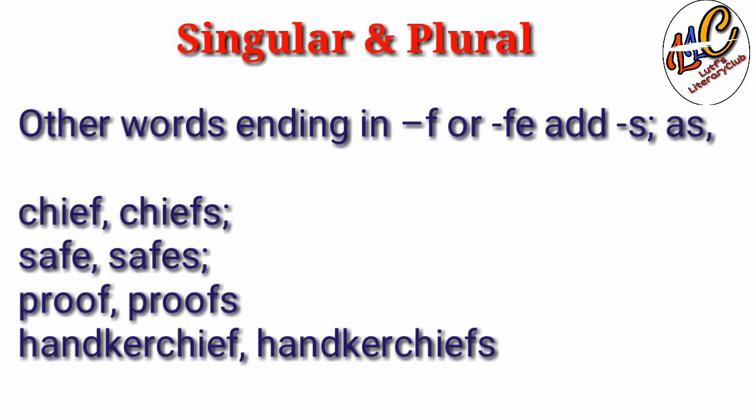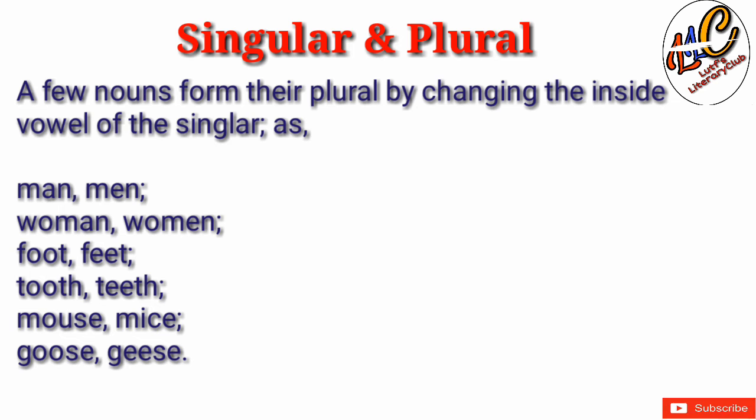Other words ending in f or fe add s in the end, as chief, chiefs, safe, saves, proof, proves, handkerchief, handkerchiefs. A few nouns form their plural by changing the inside vowel of the singular. For example, man, men, woman, women, foot, feet, tooth, teeth, mouse, mice.